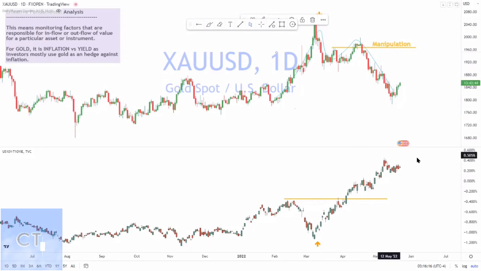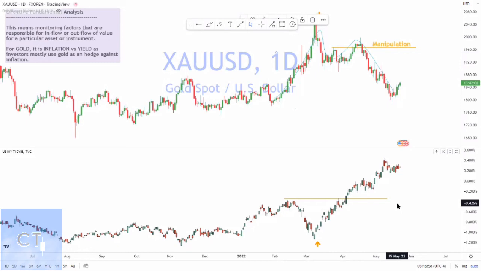But if you had this chart right here, this is what I call fundamental analysis. You are looking at the factors that are responsible for inflow or outflow of value for a particular asset or instrument. You're looking at the factors that affect investors' sentiment for a particular instrument. That is fundamental analysis, not just looking at the news. You get the point now? Because the news can be interpreted in different ways. Some people can see opportunity from the news, while others can see zero opportunity from the news. And that will cause them to act.